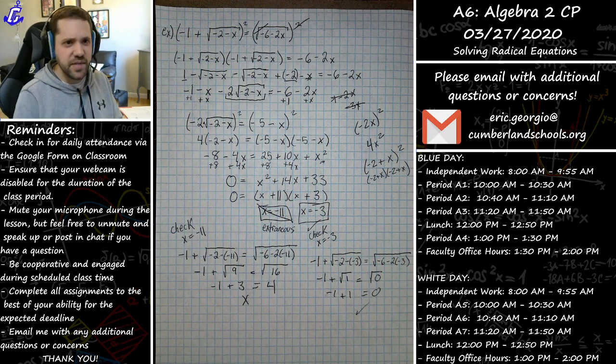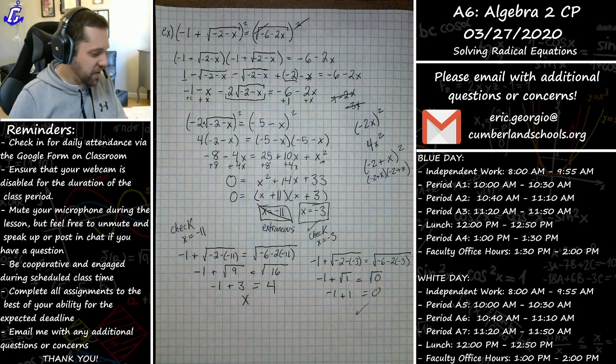Again, it looks a little intimidating, but just taking it one step at a time, it's definitely doable. And this is the hardest these radical equations will get, by the way. There's no super advanced category. This is beginner, intermediate, and now we're on advanced.